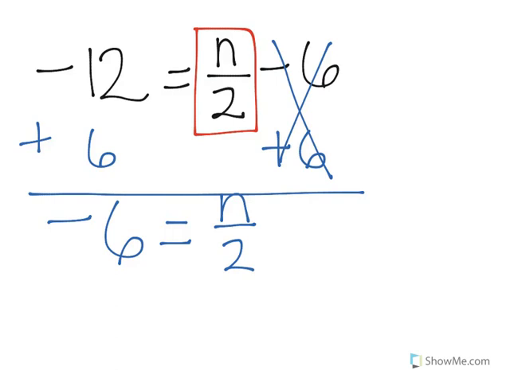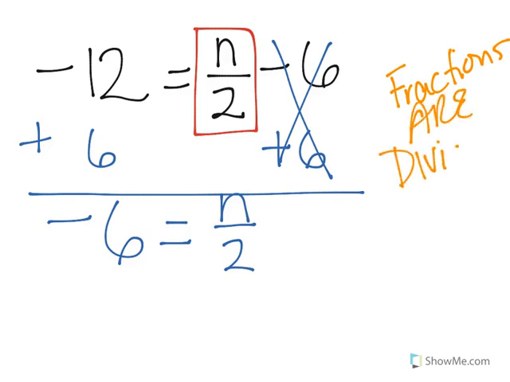So I asked myself, what operation is a fraction? Well, fractions are division. So it's saying n divided by 2 equals negative 6. So my inverse, instead of dividing, I'm going to multiply by 2.